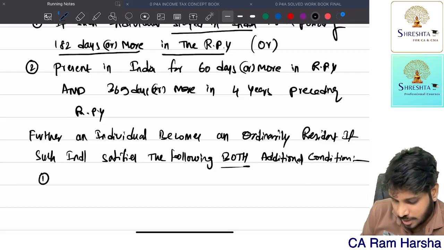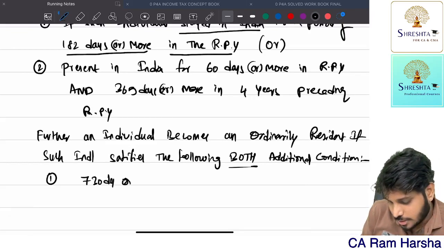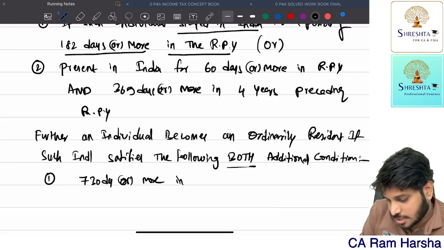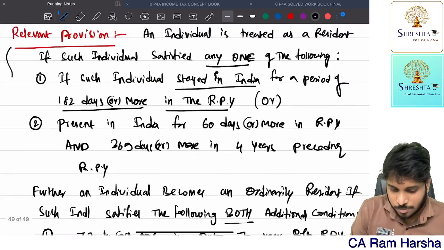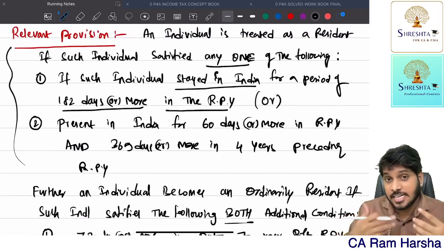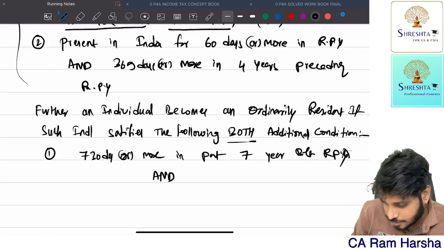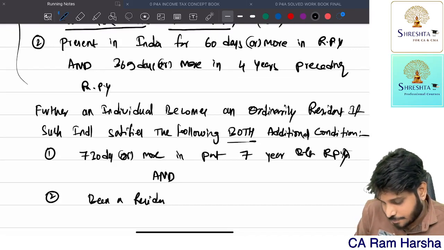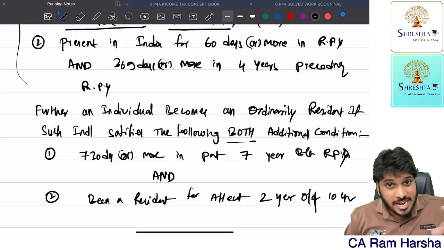So what is condition number 1? Stays in India for 730 days or more in the past 7 years before the relevant previous year. I'm just skipping. I hope you understood by the first phrase itself how to write in depth in the exam. And the second one: being a resident for at least, for how many? Minimum 2 years out of the 10 years preceding the relevant previous year.